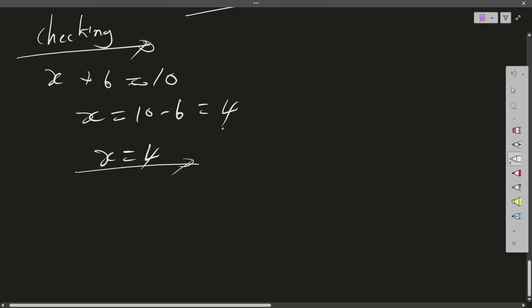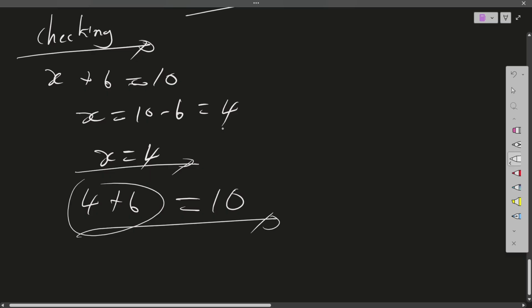You get it. So let's check now. 4 plus 6. What is 4 plus 6? 4 plus 6 is 10. So you can verify. That's just basically how you verify an answer, right? And therefore, it is correct that our x is indeed 4, right? Because the left hand side is equal to the right hand side.